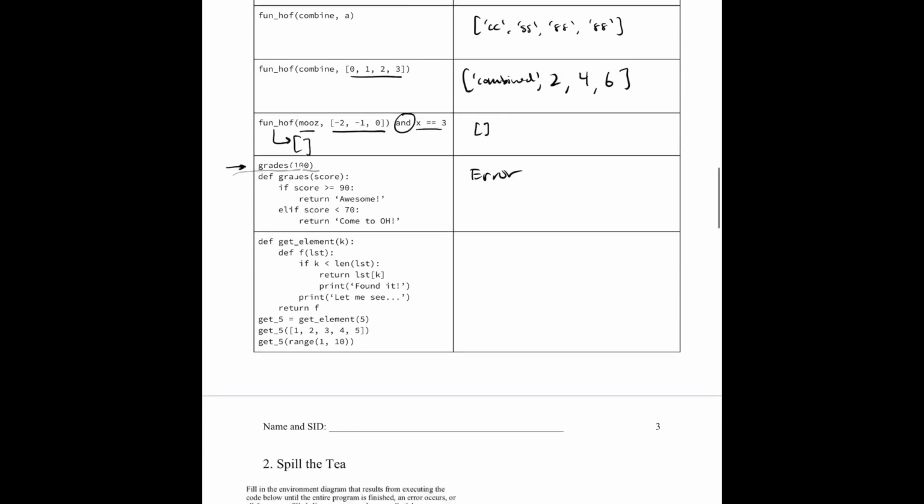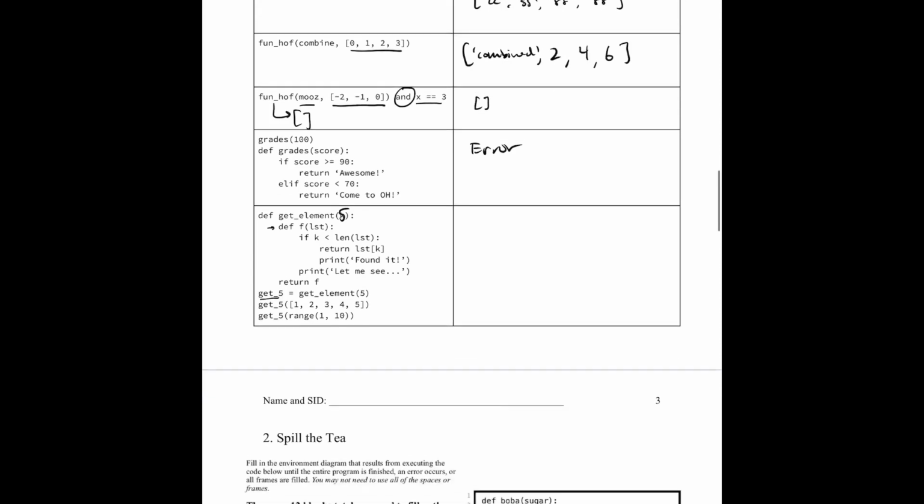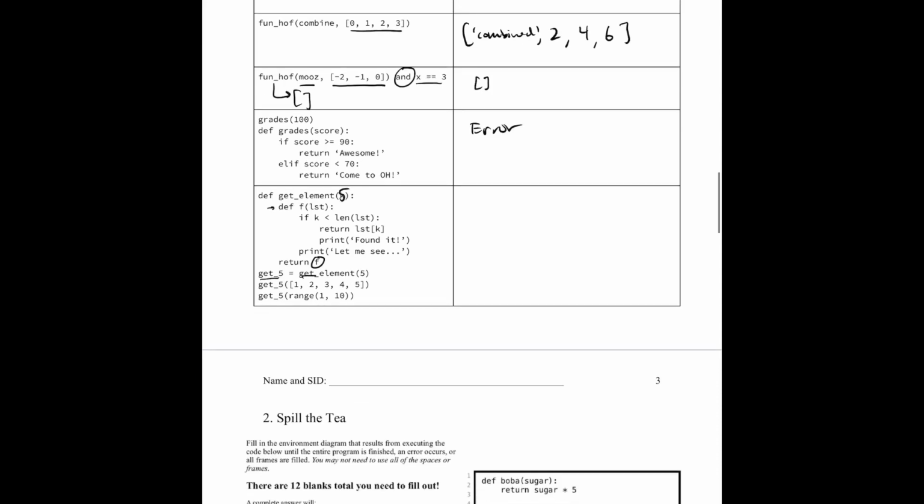Cool. And for the last problem, we're going to be going through this new function getElement. So get5 equals getElement(5). When we call getElement(5), k is going to be 5. We're going to define this function here, and we're not going to go into that function because we haven't called it. We're just going to return that f, so this becomes f.